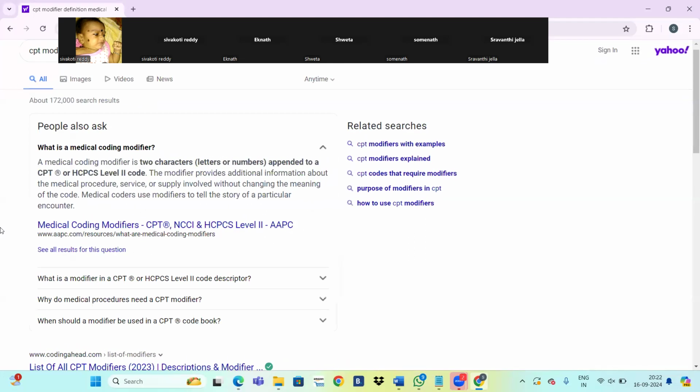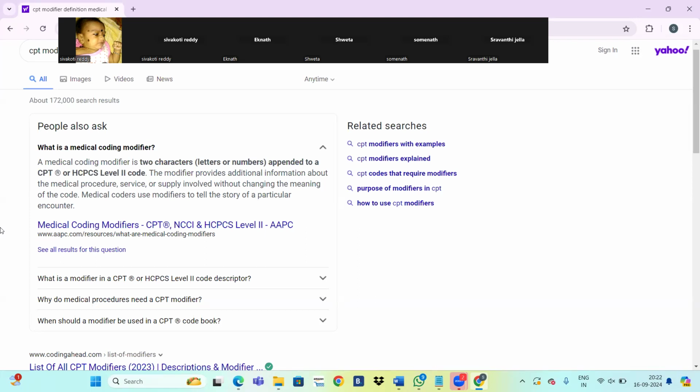Okay. Modifier is 2 characters, letter or number. It will be 2 digit only. Append to CPT or HCPCS level 2 codes. Okay, you can use these modifiers with CPT coding. HCPCS you don't get in CCS, so leave out HCPCS. You can use these modifiers with CPT codes.